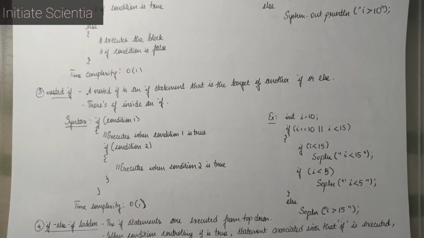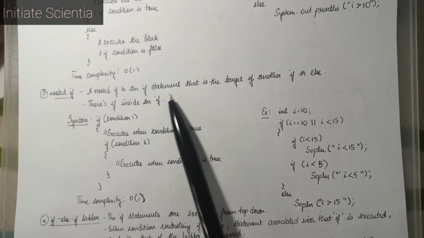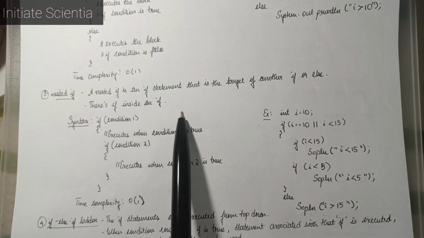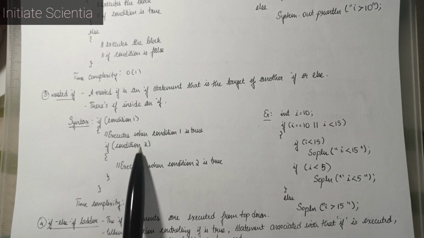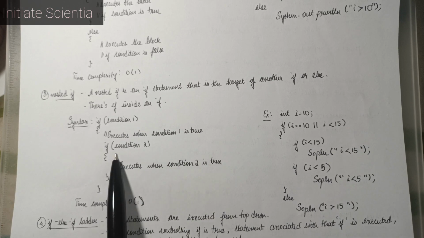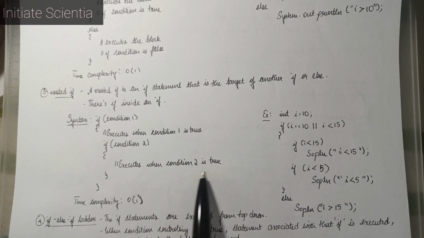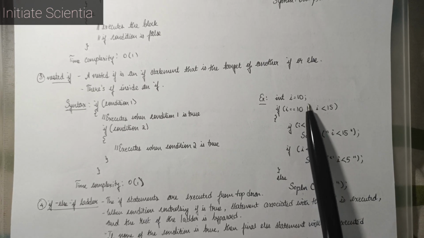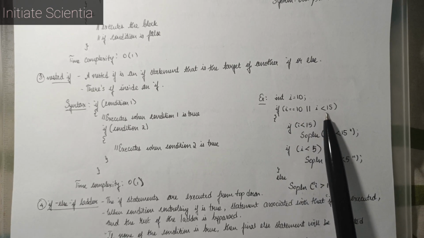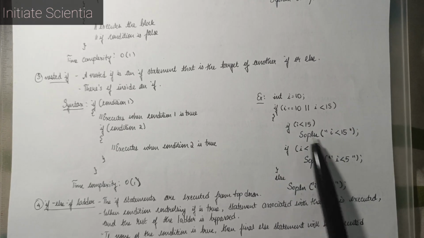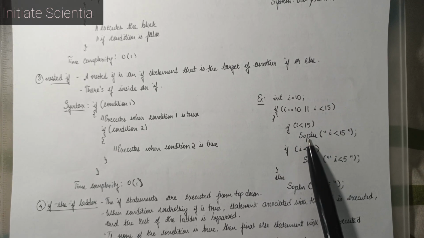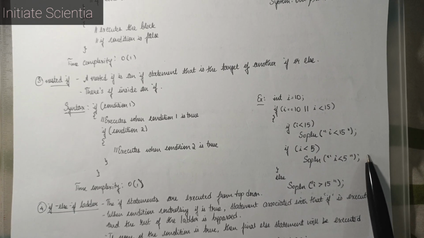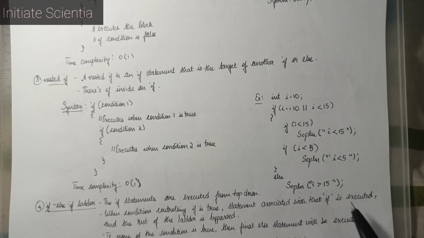Next, nested if. A nested if is an if statement that is the target of another if or else. There is an if inside an if statement. Syntax: if (condition 1), executes when condition 1 is true; if (condition 2), executes when condition 2 is true. Example: int i = 10. First, if i is equal to 10 or i is less than 15, then it goes into the block. If i is less than 15, print "i is less than 15". If i is less than 5, print "i is less than 5". Else, print "i is greater than 15".